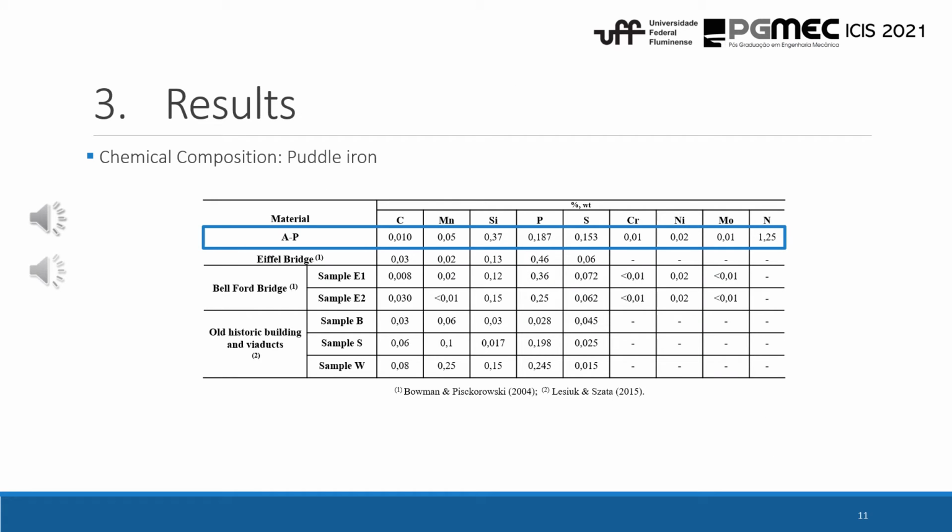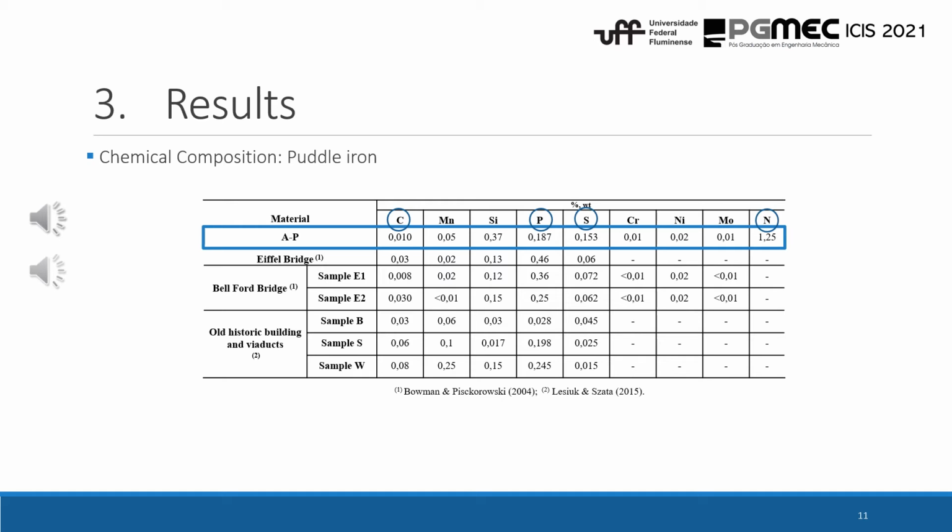Looking at the chemical composition of this puddled iron, it is possible to observe a carbon content lower than most of the carbon values described in literature. On the other hand, we have a high amount of elements like sulfur, nitrogen, and phosphorus, which are elements that we don't desire to have in high amounts nowadays, but it is a specific characteristic of this type of material.